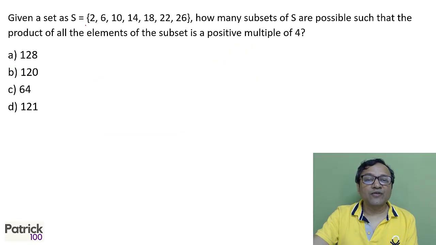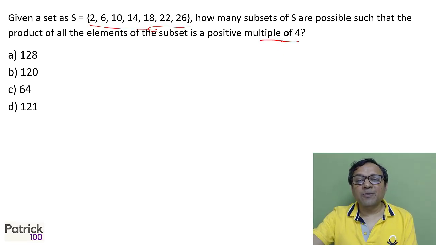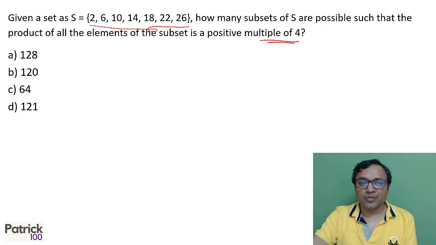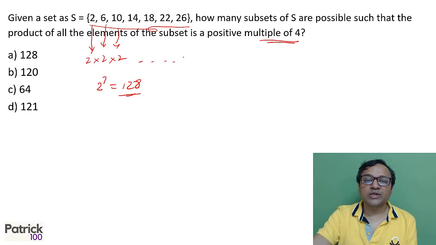Given a set S, how many subsets of S are possible such that the product of all the elements of the subset is a positive multiple of 4? If you look at it, these are all even numbers. For it to be a multiple of 4, we need at least 2 numbers. First of all, what are all the subsets of S? Each number can be taken or not taken. So total 2 raised to 7, or 128 subsets are there. Each is 2 ways, 2 ways, 2 ways, so 2 raised to 7, 128 ways.